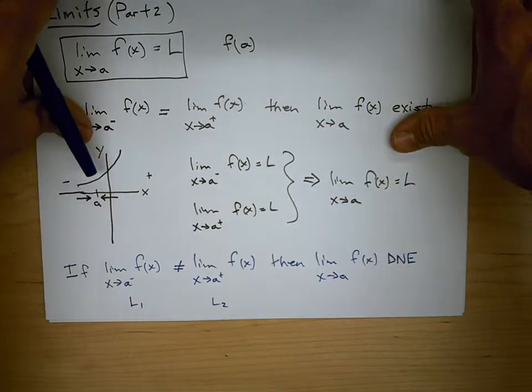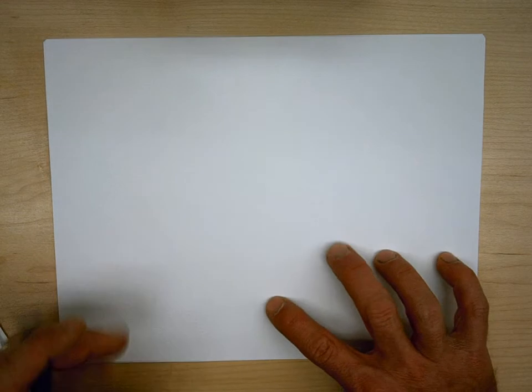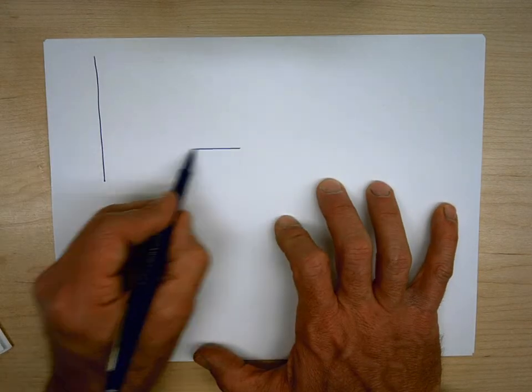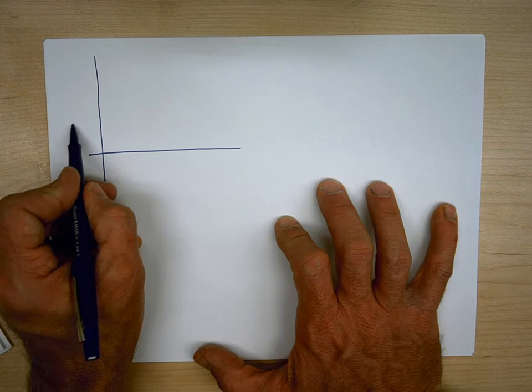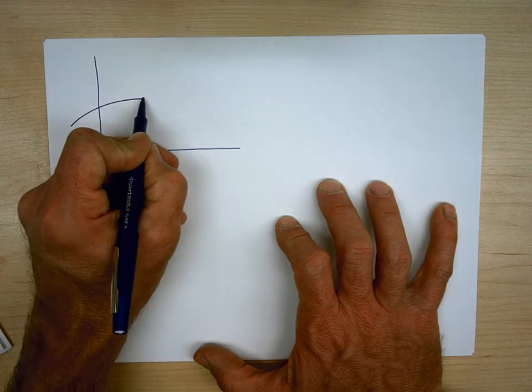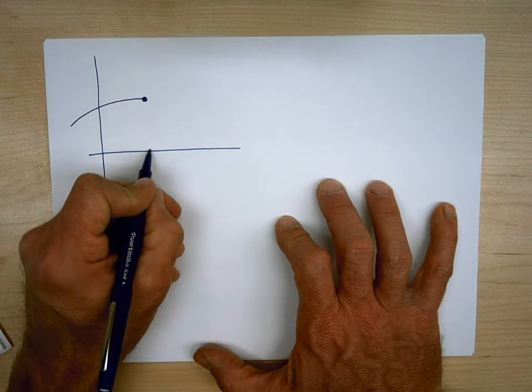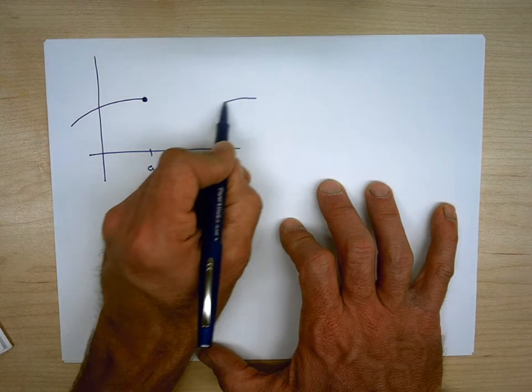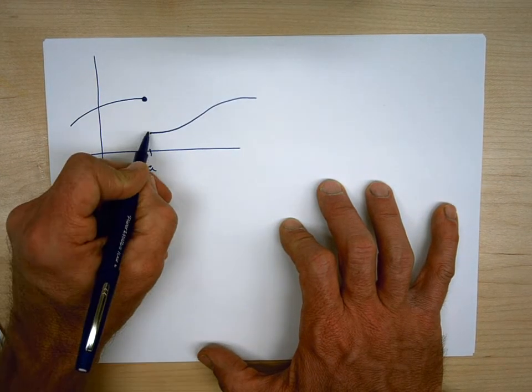Okay, so let's take a look at an example of how that might fail. I'm going to draw it graphically. Let's say we have some curve coming in this way, and there's the function value. We'll call this a, and then we have the same function. Maybe it's coming in this way, and it's open here.